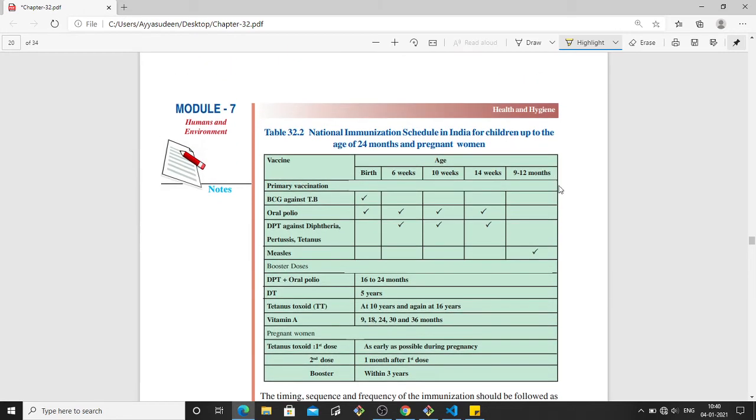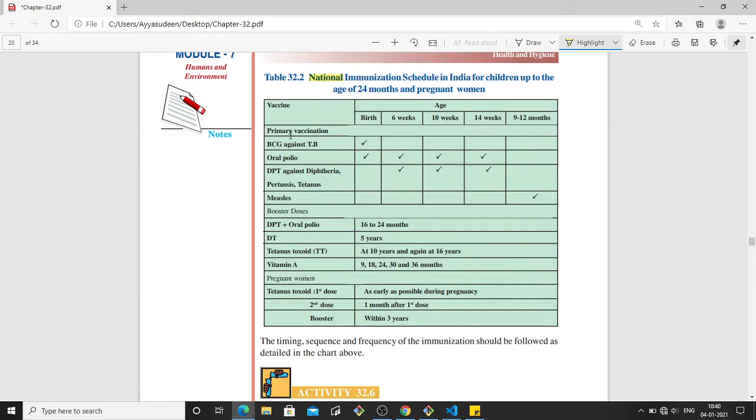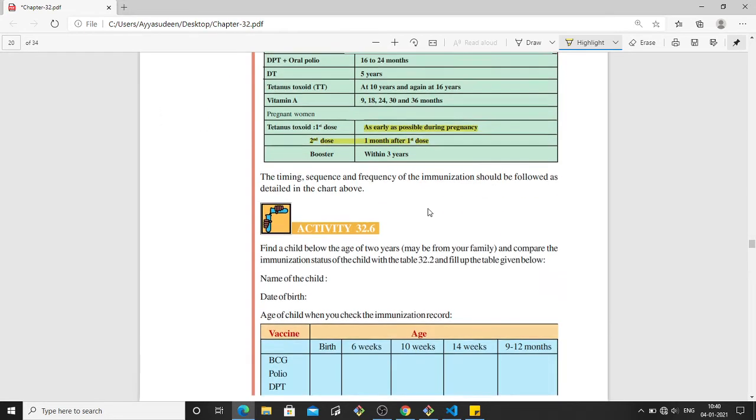Okay. So here they have given the chart like at what age the vaccination has to be given in India. Okay, national immunization schedule in India. Like primary vaccination, there's BCG vaccination against TB. They give it during the birth, after the birth. Then the oral polio, when they should give, and during the birth. Then after 6 weeks, then after 10 weeks, after 11 weeks, all these things. They've given a chart. Okay, like for pregnant women when to give, and all these things they've given. It is the national schedule for vaccination.